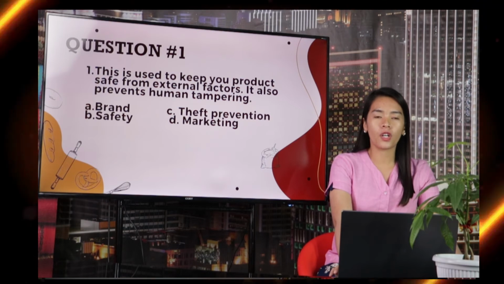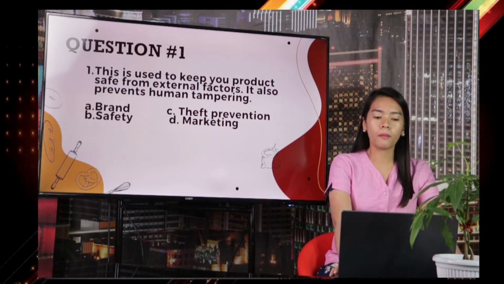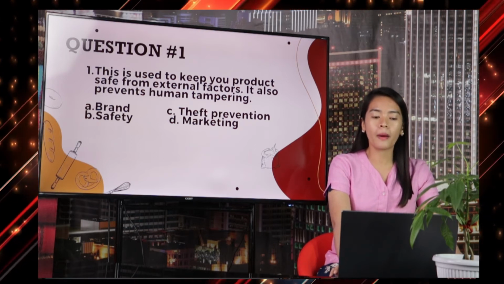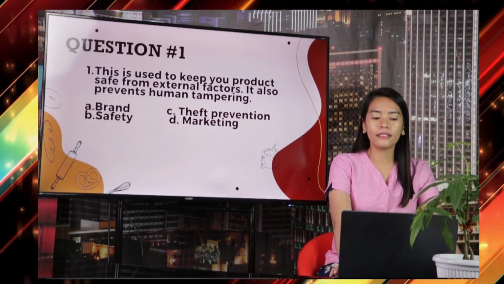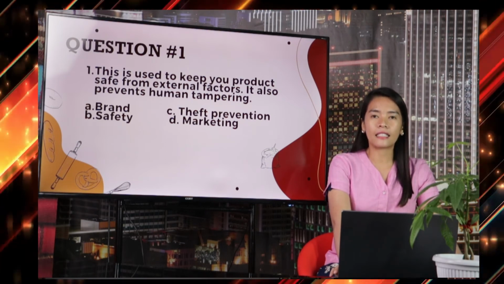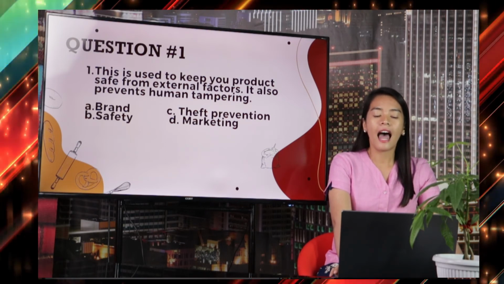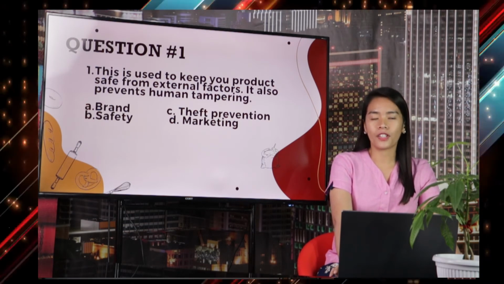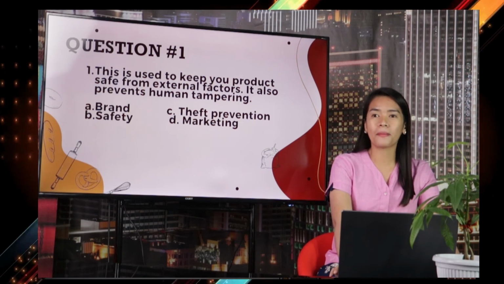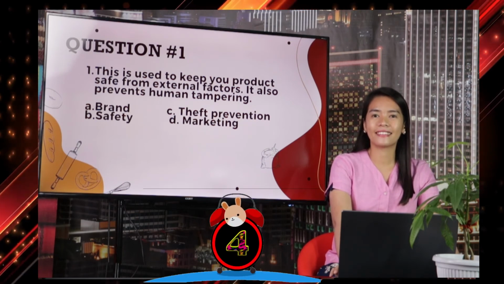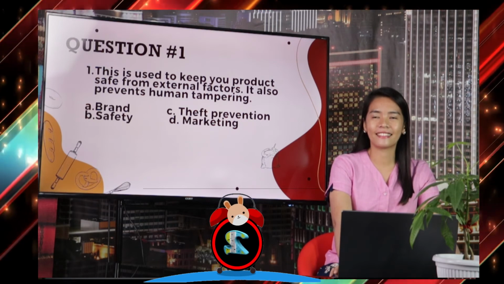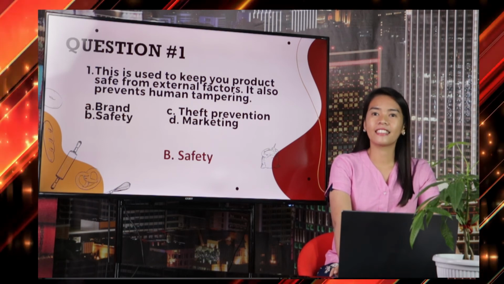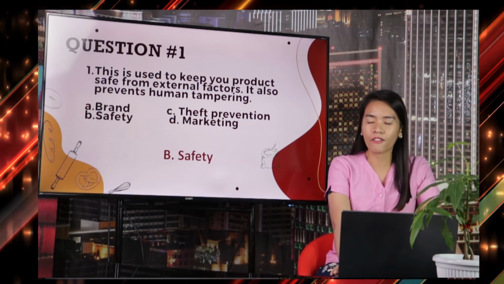Okay, number 1 question. This is used to keep your product safe from the external factors. It also prevents human tampering. Letter A, brand. Letter B, safety. Letter C, theft prevention. Letter D, marketing. I will give you 5 seconds to answer. Your timer starts now. 5, 4, 3, 2, 1. Okay, let's reveal the answer. Correct, it's letter B, safety.